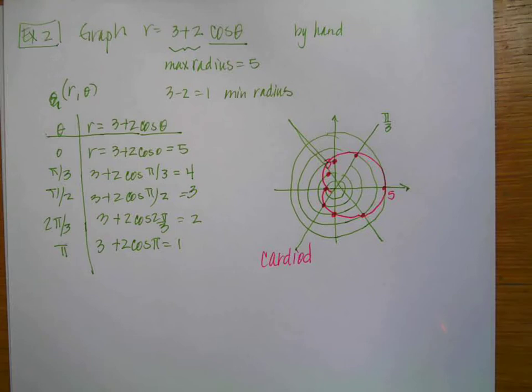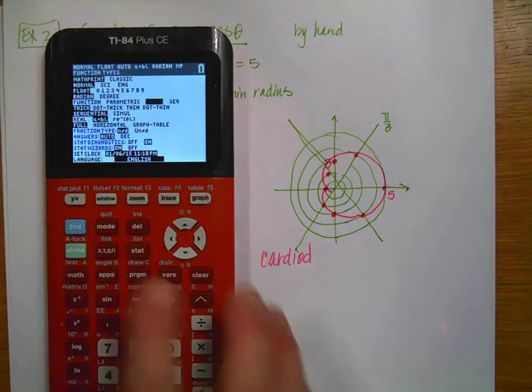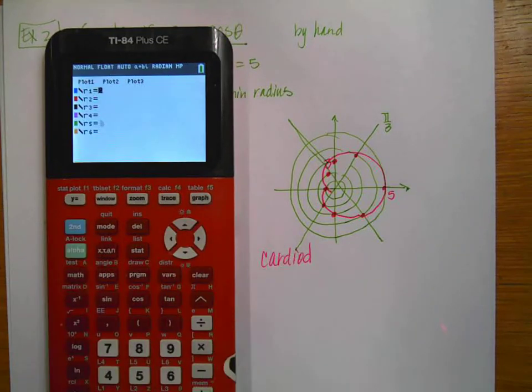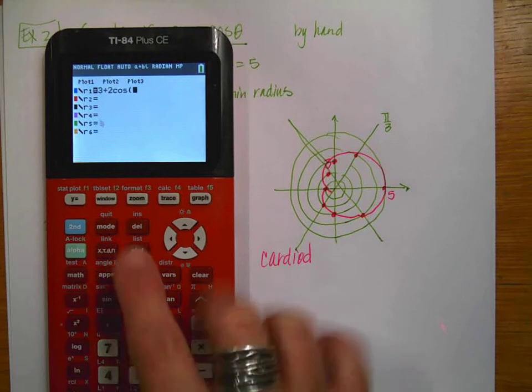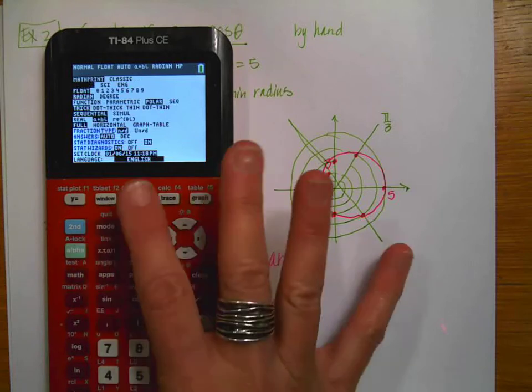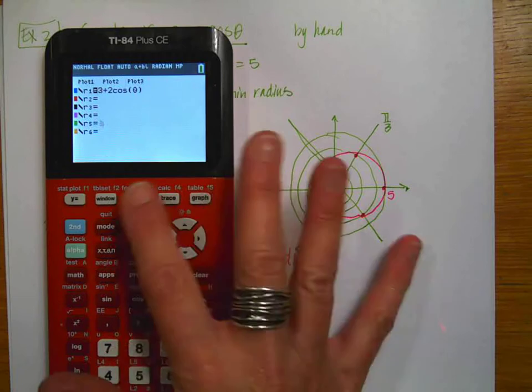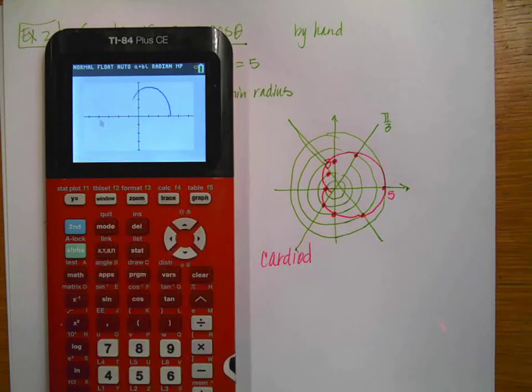So now what I'm going to do is put my calculator in polar mode. So you can see that I'm putting it in polar mode. I'm going to go to my y equals and clear what's there, and I'm going to enter 3 plus 2 cosine theta. I'm going to check real quick that my calculator's in radians. I'm going to go back to my y equals, and I'm going to hit zoom 7, which is zoom trig.